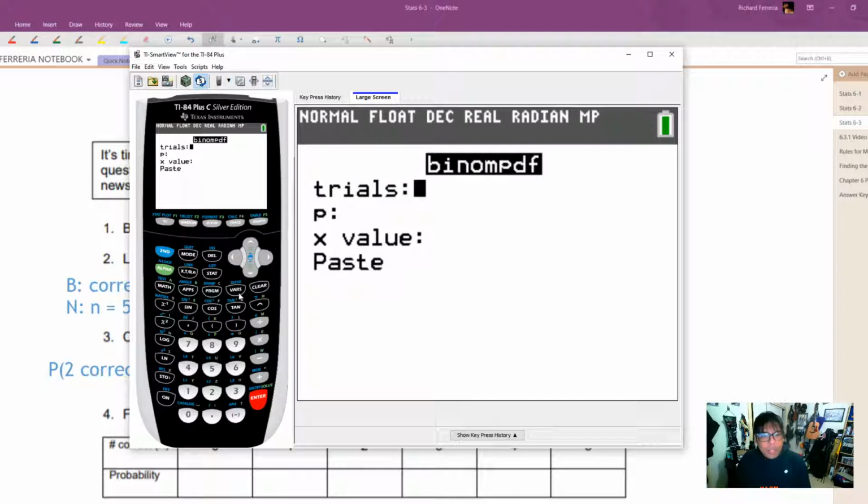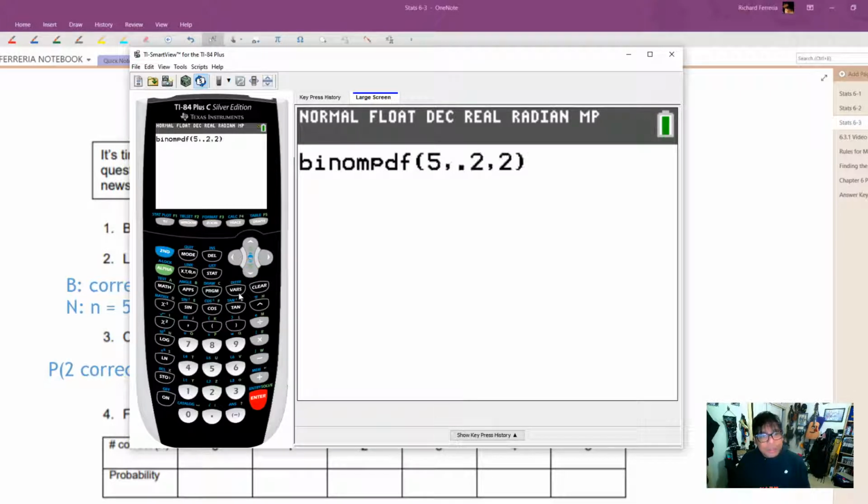So, putting in binomial PDF, look how nice this menu looks. We have 5 trials. The probability of success is 0.2. And we're interested in 2 successes. Paste and push enter. And 0.2048. A lot of you are going to find that easier to do than the other way. Although, to tell you the truth, the other way isn't exactly difficult. It's just more key presses. So you're free to use this function as well.